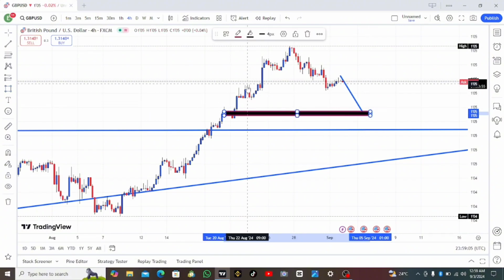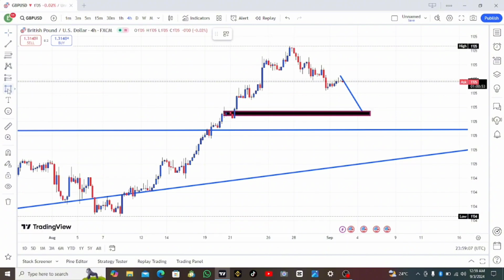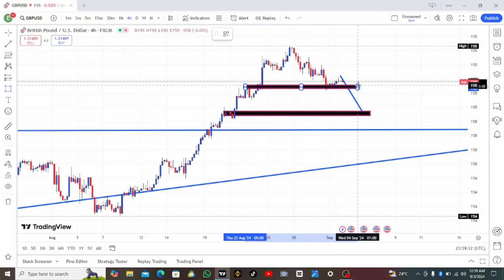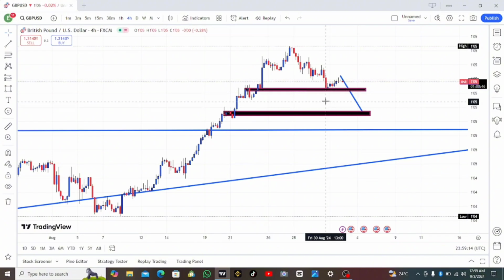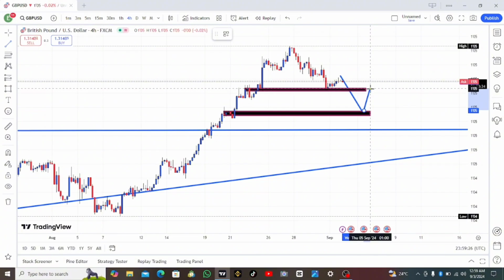You understand? Just as we see here, just as we see a reaction from this level, we also expect a reaction from this level, maybe possibly to somewhere around here, maybe possibly to this resistance level. You understand? Because this support level will actually turn to a resistance level once the market breaks down.